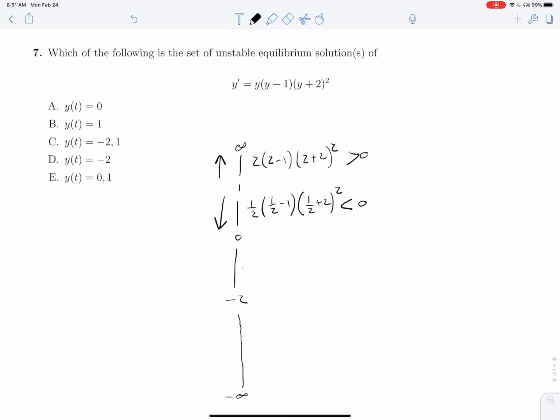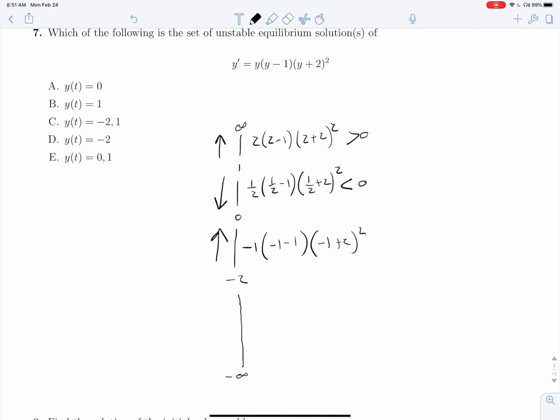What about -1? -1 times -1 minus 1 times -1 plus 2 squared. This will give us a negative number times a negative number times a positive number, so that's another upward facing arrow. And then finally, what about -8 times -8 minus 1 times -8 plus 2 squared? That will also be an upward facing arrow. So the only unstable equilibrium solution we have is the solution where y is equal to 1.